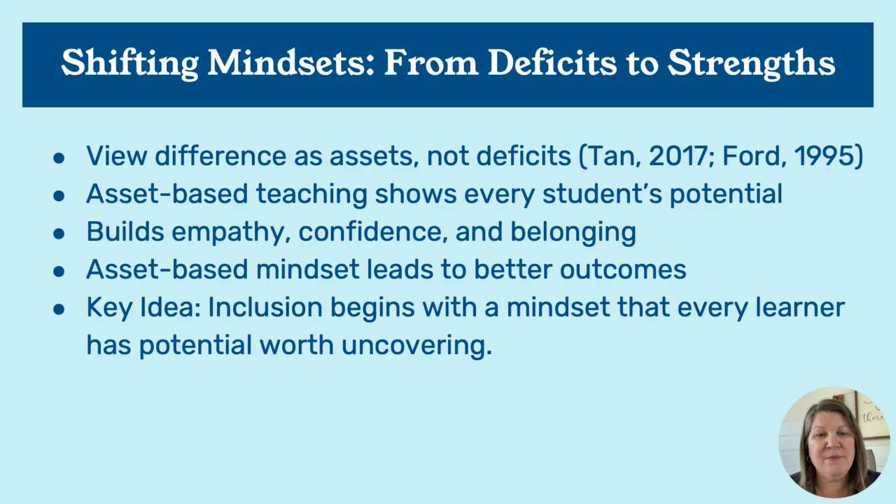And finally, the last theme is shifting mindsets from deficits to strengths. We must view differences as assets, not limitations or deficits, according to Tan and Ford. When we move away from deficit thinking, we're able to recognize every student's potential. And shifting our mindset helps to build empathy, confidence, and belonging by allowing all students to learn and collaborate together. An asset-based mindset will improve both the academic and social-emotional outcomes for our students. The key idea here is inclusion begins with a mindset that every learner has potential worth uncovering.